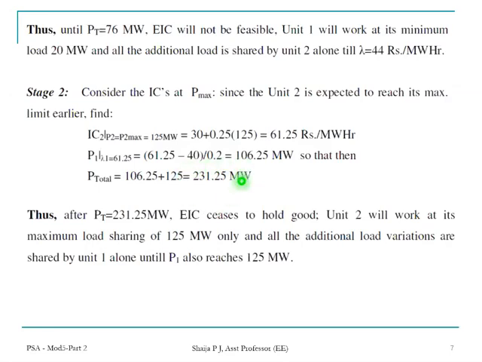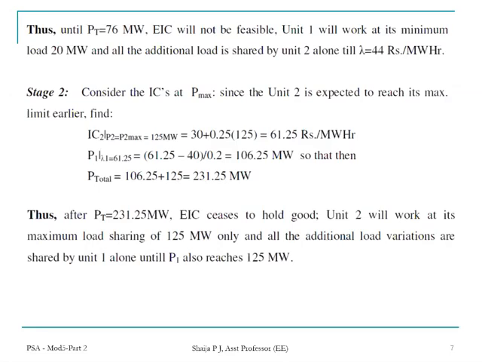So after this, what is the conclusion? This is the maximum possible value for the second generation. It already reached the 125 megawatt criterion, which is the maximum value. So after a total load of 231.25 megawatt, EIC ceases to hold good. Unit 2 will work at its maximum load of 125 megawatt, and only additional load can be borne by unit 1 alone until P1 also reaches 125 megawatt. Now here P1 is only 106. It can go up to 125.